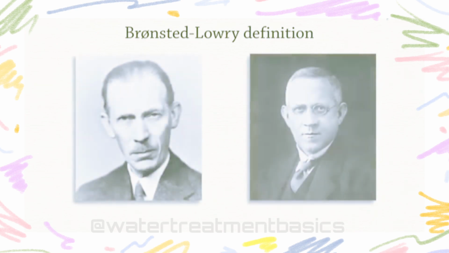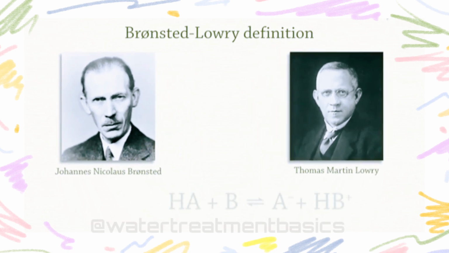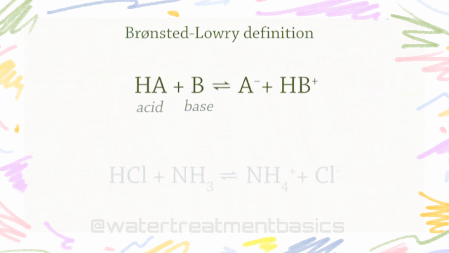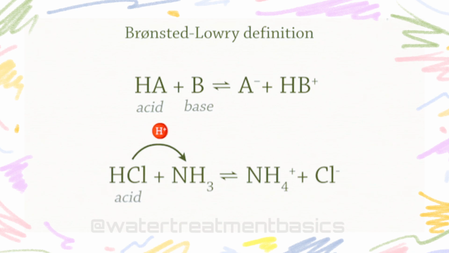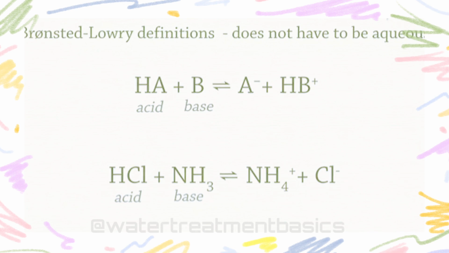A more general definition was proposed simultaneously and independently by a Danish chemist named Johannes Nicholas Brønsted and an English chemist named Thomas Martin Lowry. The Brønsted-Lowry concept is based on the transfer of a proton, an H+ ion, from one substance to another. A Brønsted-Lowry acid releases a proton. A Brønsted-Lowry base accepts a proton. The Brønsted-Lowry definition does not depend on the substances being dissolved in water.